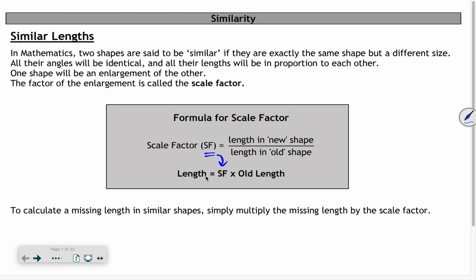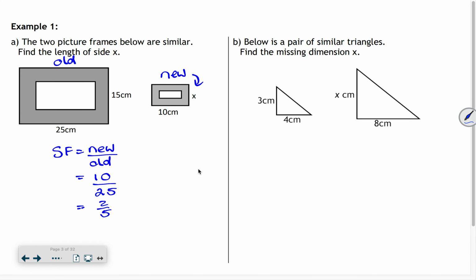Next bit is to work out the length, and the length is just the scale factor multiplied by the old length. So the length we're calling x, I can just say that x is equal to the old length, which is 15, multiplied by 2/5. So really all I'm doing here is working out 2/5 of 15, which is going to be 6. So it's going to be 6 centimeters. So the scale factor is always new over old. Work out your scale factor and then multiply it by your length to find your new missing length.